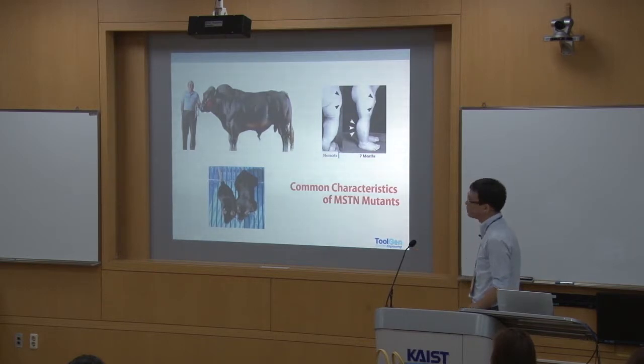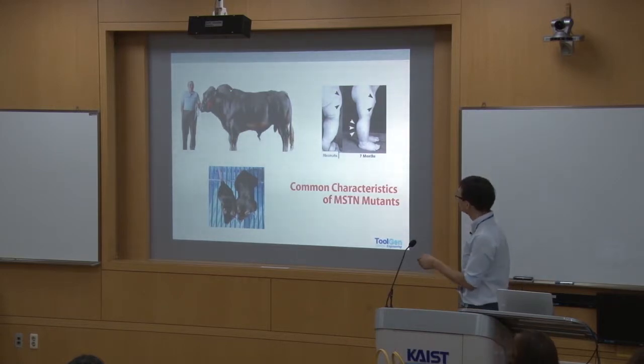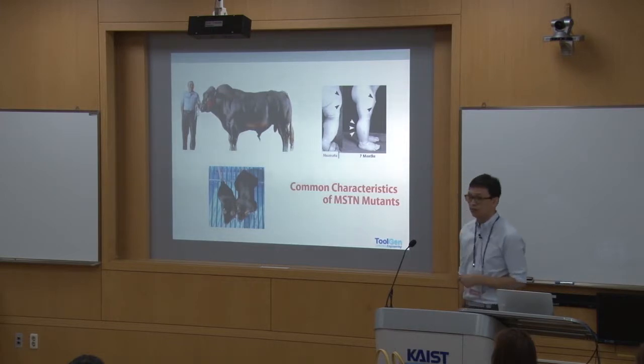Not only in cows, but also in humans, dogs, and sheep, there are naturally occurring mutants that have a similar phenotype, like this baby, 7 months old, who has very big muscles. There are cases in sheep and other animals also. And later, what people found is that all these common phenotypes are caused by a mutation in a gene called myostatin, or MSTN.